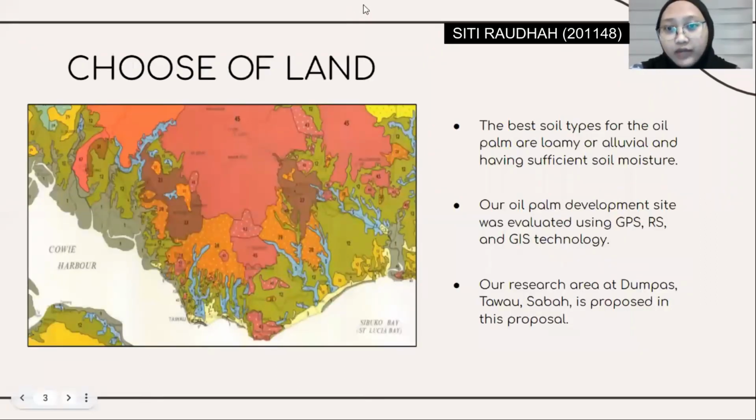Okay, for the choice of land, we chose an area in Rumpas, Tawau, Sabah in this proposal. We have done some research. Tawau has mostly alluvium soil. The best soil types for oil palm are loamy and alluvial, with sufficient soil moisture. So our oil palm development site was evaluated using GPS, RS, and GIS technology.